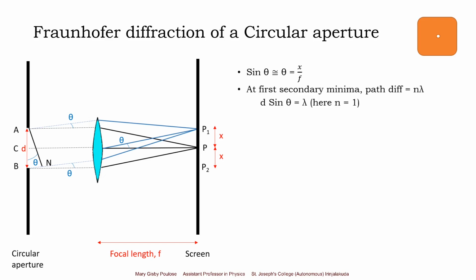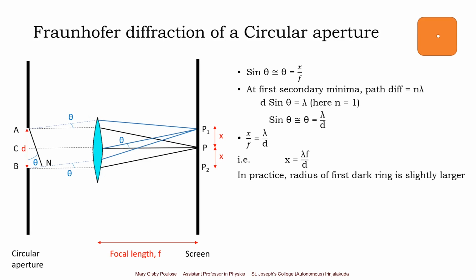Now, from the condition for minima, the first minimum can be written as path difference equal to n lambda. That is, here path difference equal to small d sine theta is equal to lambda, since n is equal to 1. Thus, sine theta, which is approximately equal to theta, is equated to lambda by d. So we have two expressions for theta, and equating them, we get x by f is equal to lambda by d. That is, x is equal to lambda f by d, where lambda is the wavelength of the source light, f is the focal length of the lens, and d is the diameter of the circular aperture.